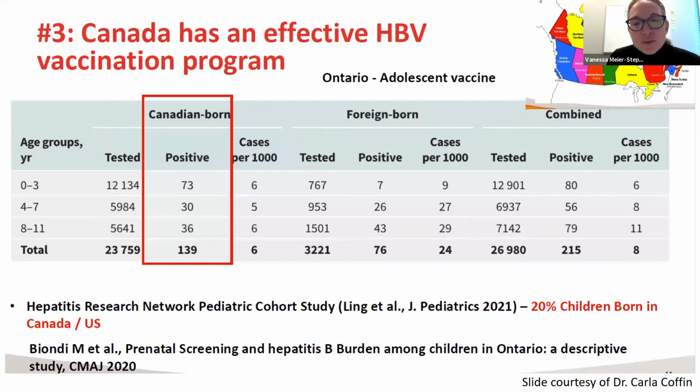And this is one of the downfalls of not having a universal birth dose program. And it's a shame that we have had those numbers. And again, this is just for Ontario. This is one province. We don't know what the data is for the rest of the country.